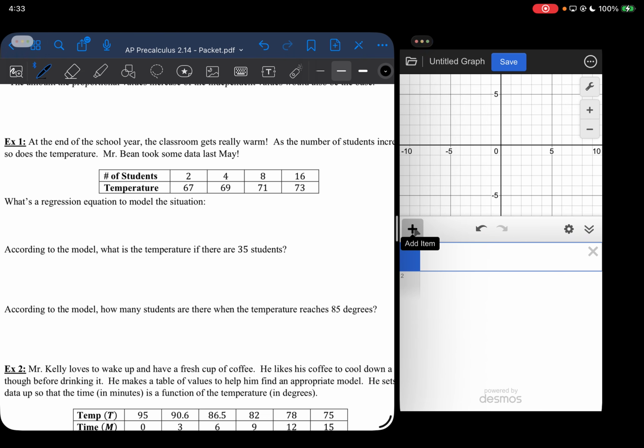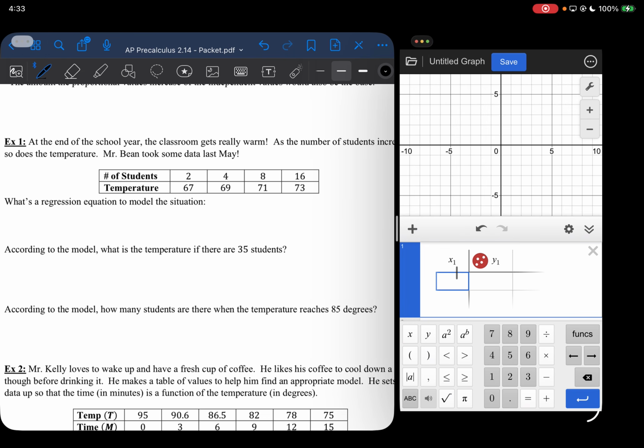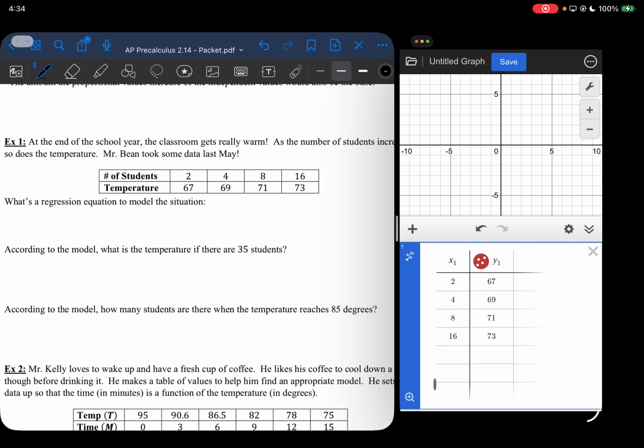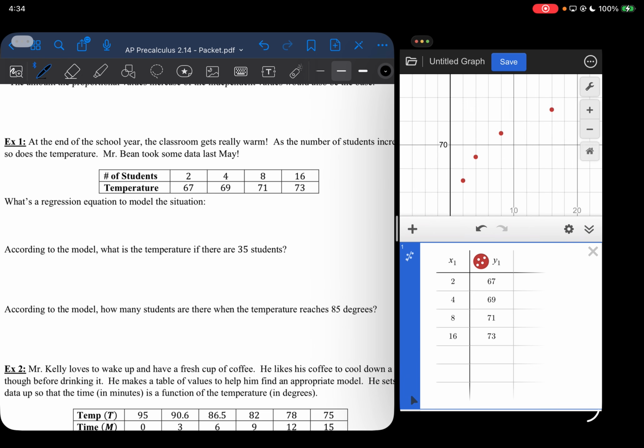So in Desmos, I click the plus sign and I add a table. 2, 4, 8, 16 are going to be the x values that I type in. Then in the second column, we have 67, 69, 71, 73. Now I click the zoom fit so that I can see the points, and we can see that it curves downward, kind of like a normal log function will do.